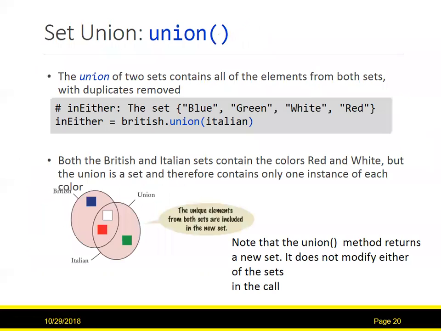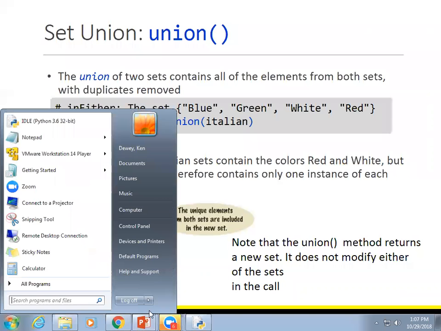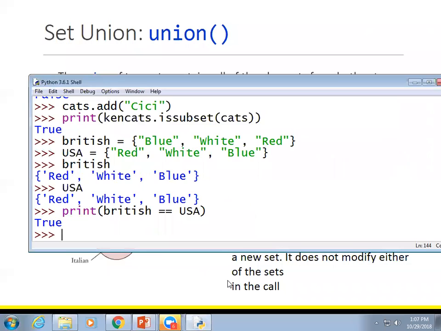Union. Okay. Now union joins them together. The union of two sets contains all members of both sets with duplicates removed. Union creates a set. So if it was creating a list, the duplicates would not be removed. So what's going to happen here? If I want to print out, it's going to be red, white, green, blue.